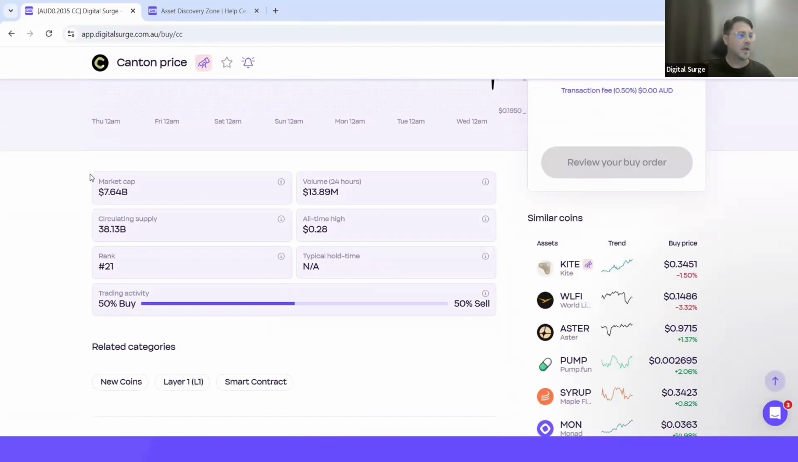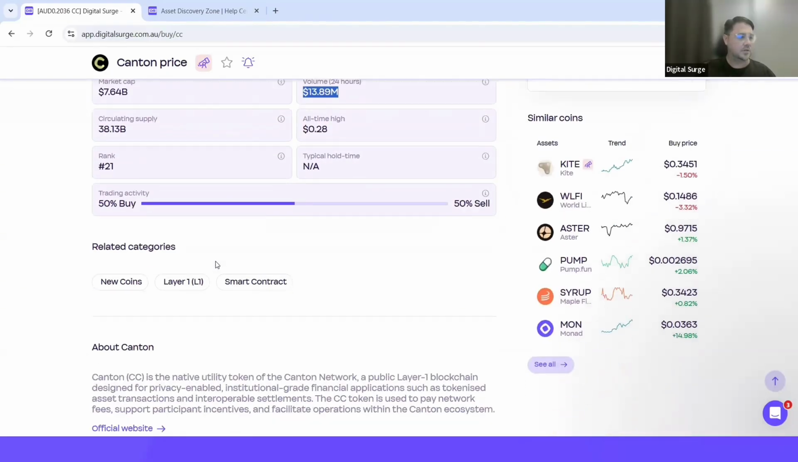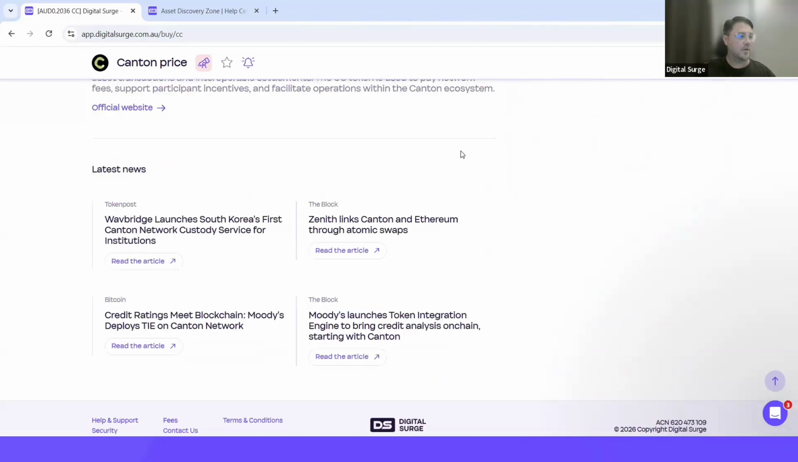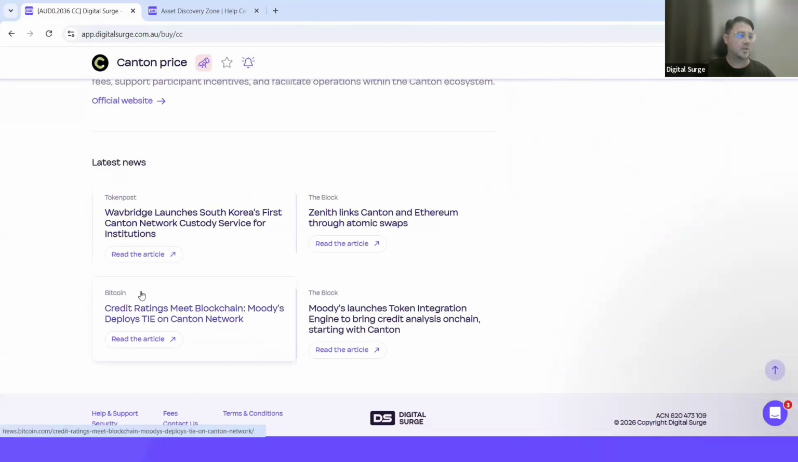But scrolling down, you can see the market cap, the volume over 24 hours. It's important to note that this volume is the global volume, circulating supply, and its all-time high price, where it's ranked in the market cap. The other thing here that I would like to show you is that once you scroll down, you can learn more about the coin itself, and we have these news articles that pop up.